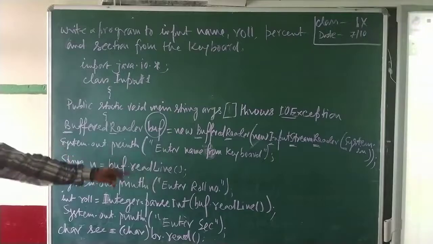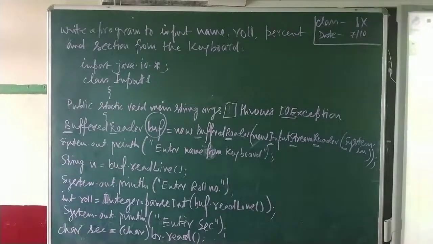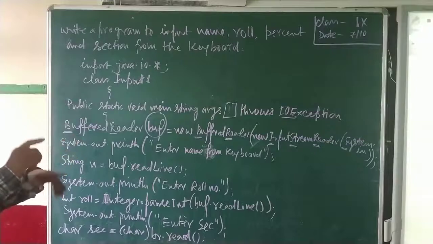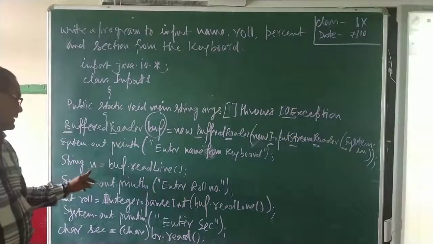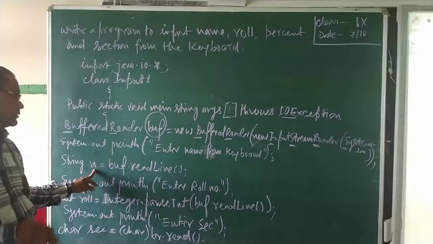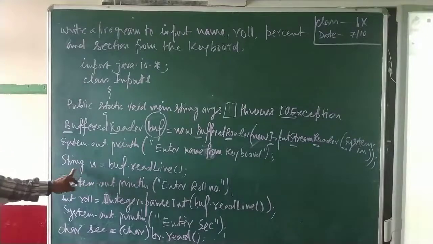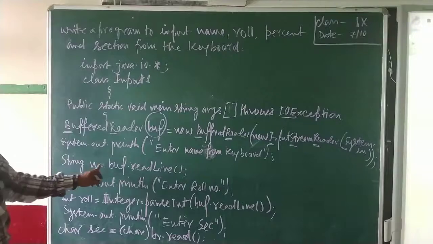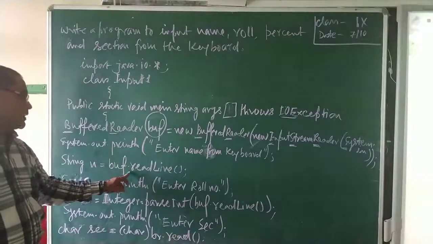Now System.out.println, enter name from keyboard. So enter your name. The computer will halt here asking you to enter your name, and it will wait there unless you type it. Once you type, then n will hold the data. The n is a string type, because your name is string data with characters. So that's why n equal to buff.readLine.